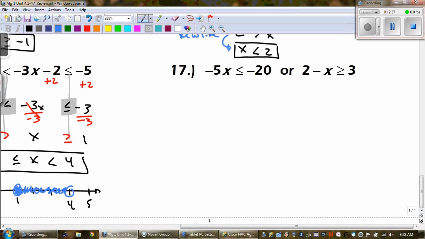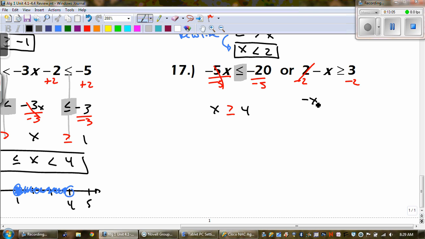All right, 17, last one. To get the x by itself, we have to divide by negative 5. Since this is an OR, we're going to do each one of these individually. We get x. Negative 20 divided by negative 5 is 4. We divided by a negative, so we have to flip the sign. Okay? Now on the right side, we have to subtract 2 from both sides.